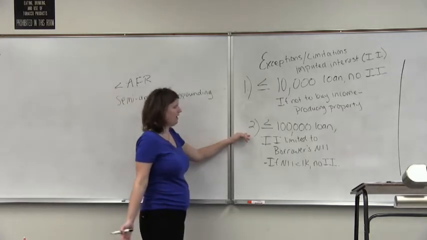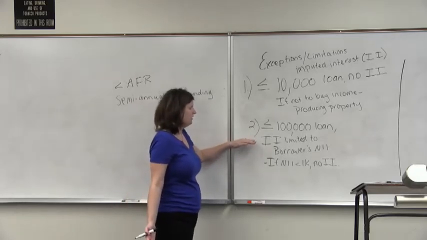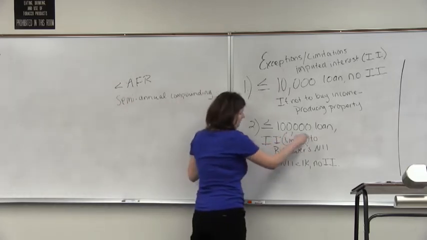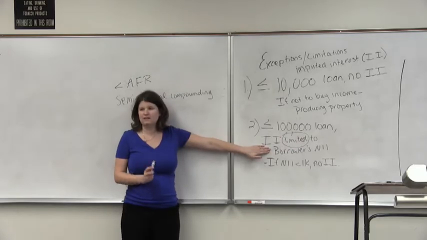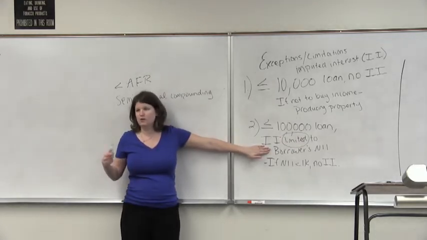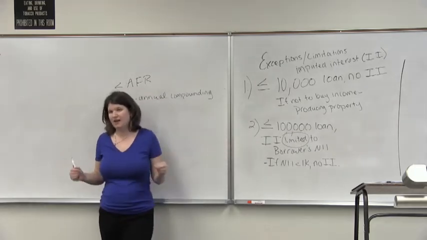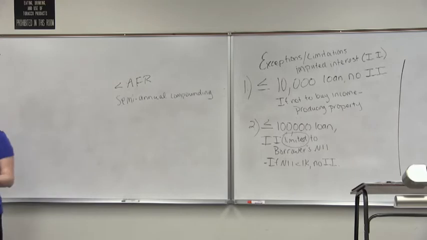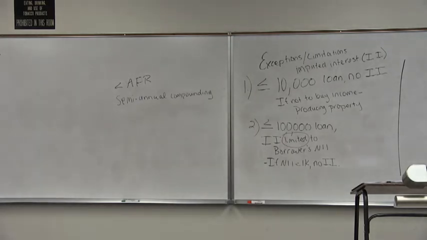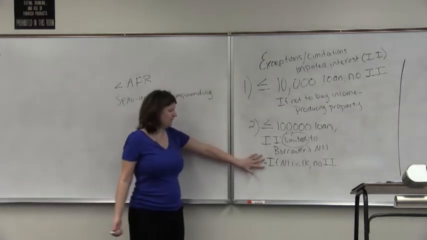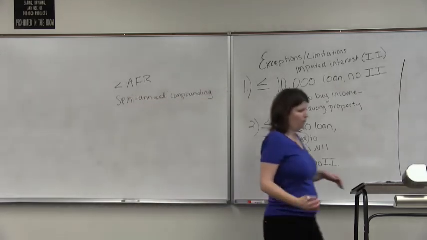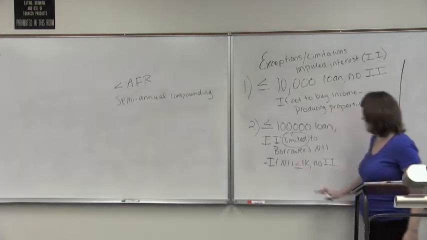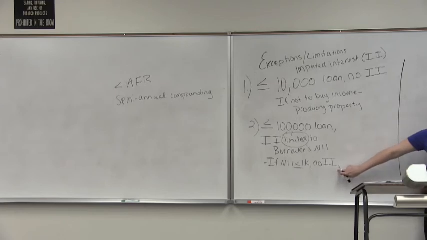If the loan is less than $100,000, the investment or imputed interest is limited. So here we have a limit to the borrower's net investment income, known as NII in the tax biz. Net investment income. What is net investment income? Basically, income from passive sources, okay? Like interest, royalties, dividends, etc. Okay? So not wages, not earned income. If the borrower's net investment income is less than $1,000, it's actually less than or equal to $1,000, no imputed interest. Okay?